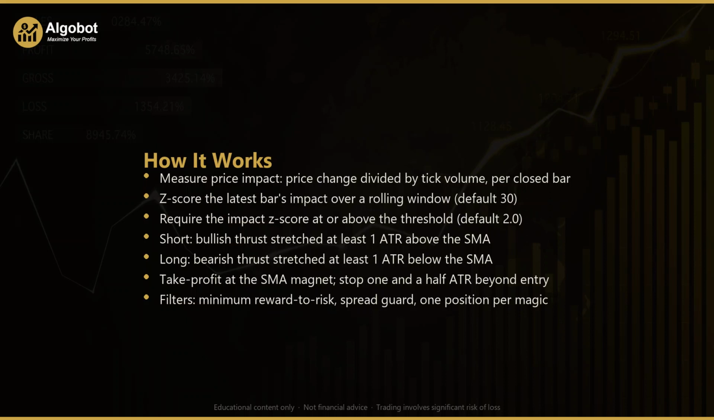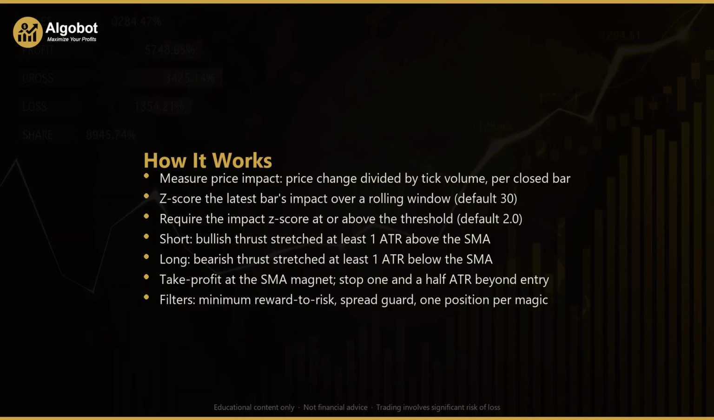For a long setup, the mirror image applies. The thrust must have been downward, the bar closes bearish, and price must be stretched at least the minimum amount below the baseline, with the same qualifying impact z-score. The strategy then signals a buy, targeting the baseline as take profit and placing the stop 1 ATR band below entry. Before any order is sent, several filters apply.